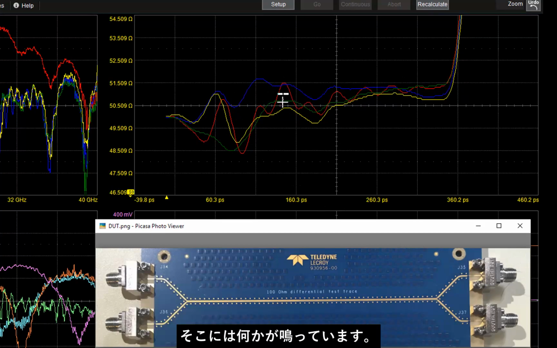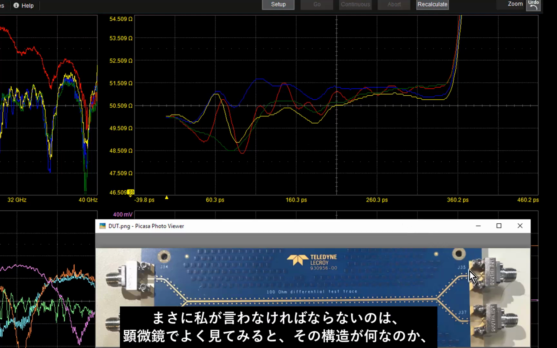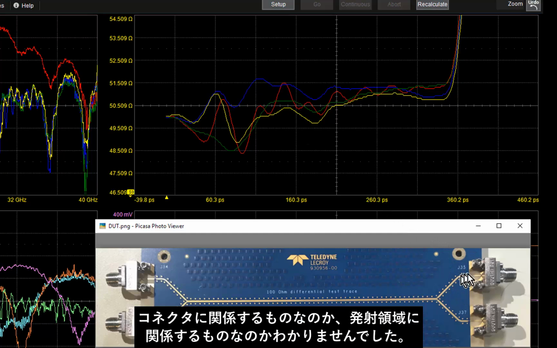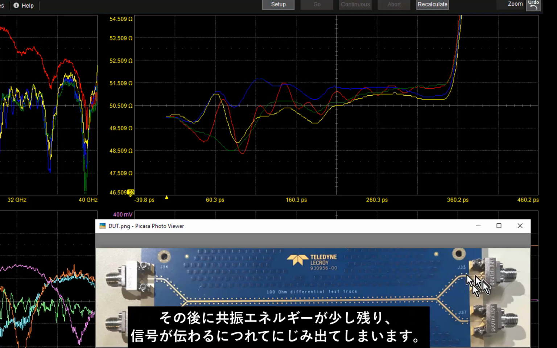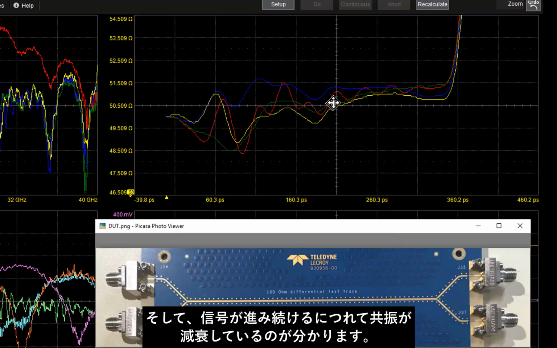There's something that's ringing there. Exactly what, I have to say, I looked closely with the microscope. I could not tell what that structure was, whether it was something related to the connector or the launch region. But there's something in this region that's resonating. As that edge goes by, it excites that resonance, leaves a little bit of its resonant energy in its wake, and it bleeds back as that signal travels on. And you can see that decaying resonance as the signal continues heading on.